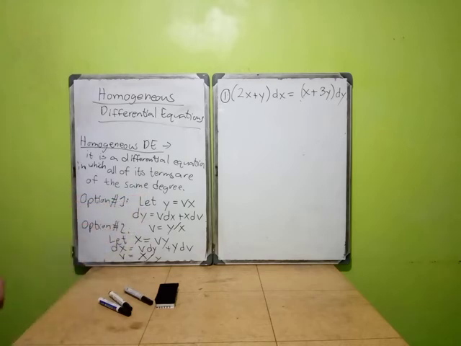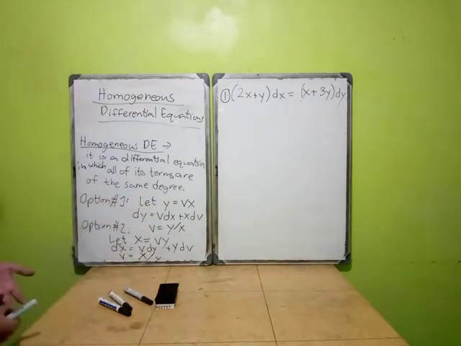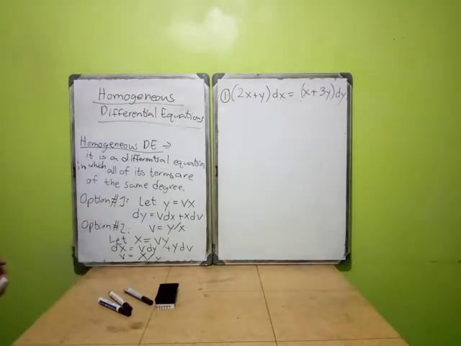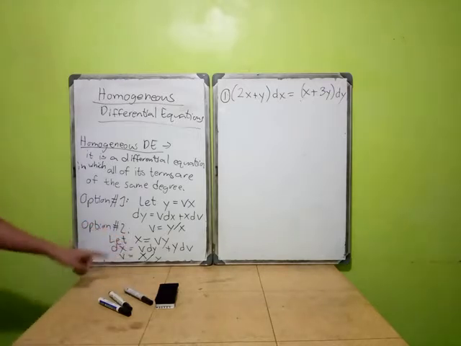So option number 1, let y is equal to vx when the y term is the less complicated. Kapag mas less, okay, siya kay option number 1. What if less complicated si x? So, if less complicated yung kay x, you can replace x is equal to vy. Okay? And so on.